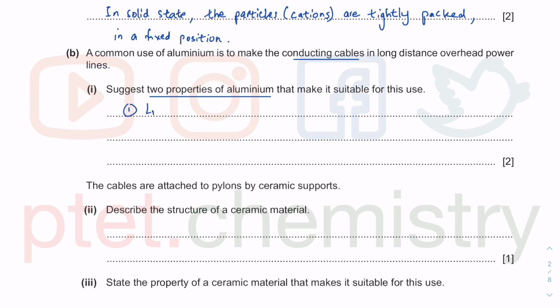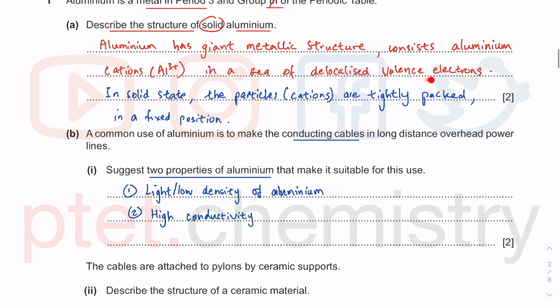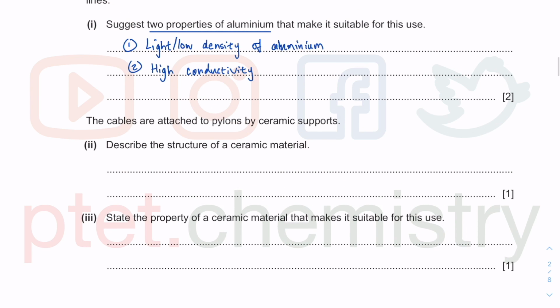We talk about the light weight, or low density. Light, low, that should be all right. The low density of aluminium is also the primary reason why you use aluminium as a major component to make an aircraft body. So it's light. And then the other one is that it has high conductivity. Across the third period, sodium, magnesium, and aluminium, aluminium is the best conducting as it can delocalize the greatest number of valence electrons, giving the Al3+ cations. Okay, straight to the point there.